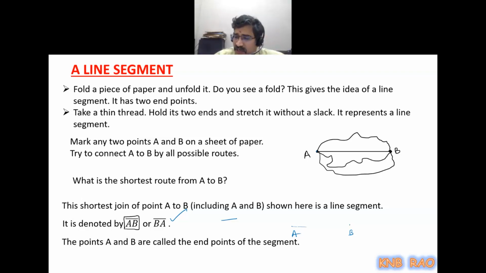A line segment is part of a line which has two fixed endpoints. The moment it has two fixed endpoints, can I say it has a definite length? Yes. So a line segment will have a fixed length. That's why we were asked to draw a circle of radius 5 centimeter. That 5 centimeter is a fixed length. So the length of a line segment is definite. It is a fixed length. Is it clear, children?